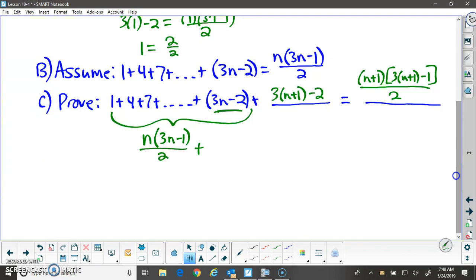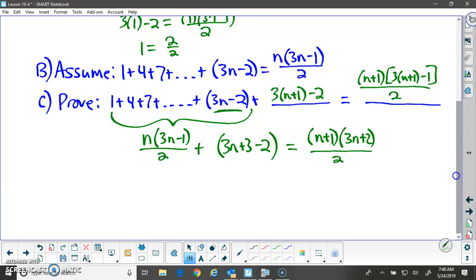We add this next term, which if I distribute gives us 3n plus 3 minus 2. That should combine to give us, let's see here, that's going to give us 3n plus 3 minus 1, which is 3n plus 2, all divided by 2.